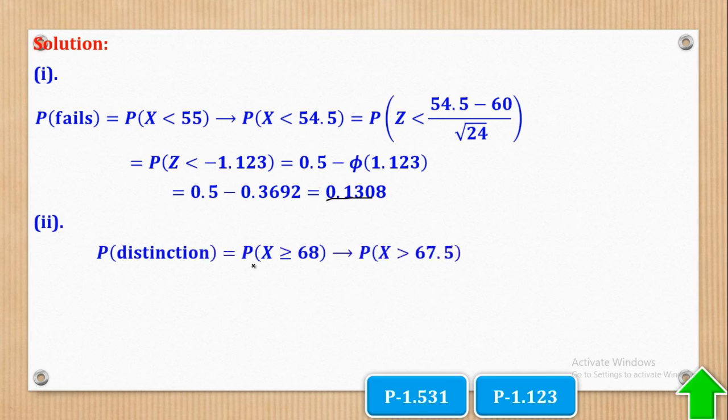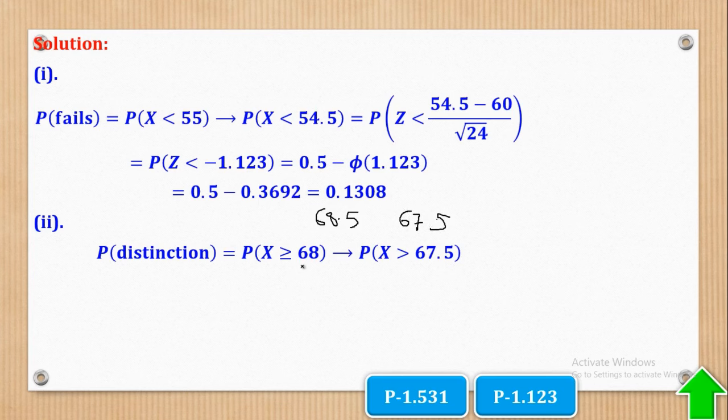So Roman 2, they want the probability that he gets a distinction. Distinction, we said it should be 68 or more, and in terms of mathematical inequalities, it will be x greater than or equal to 68. Now by continuity correction, we come up with this. Now the question is, why did we subtract 0.5? Like we said, we have two options. When I add 0.5, it will become 68.5, and when I subtract 0.5, it will become 67.5.